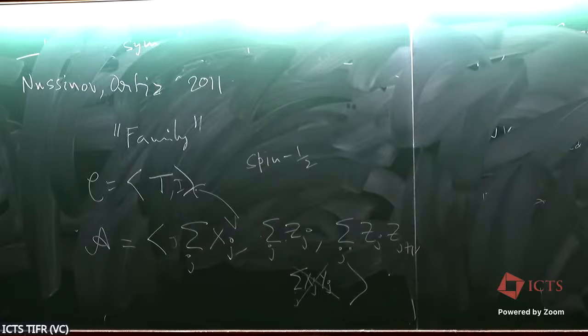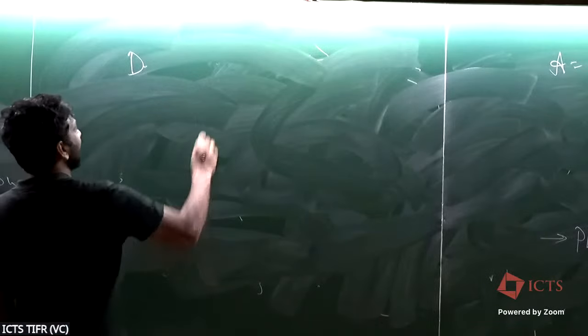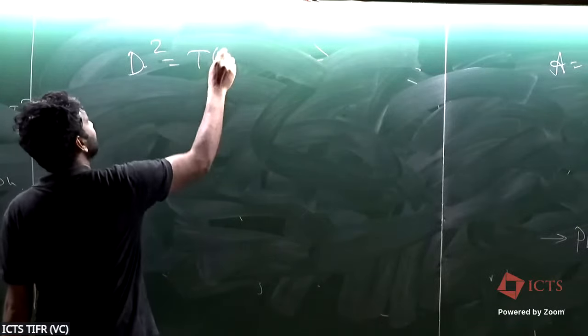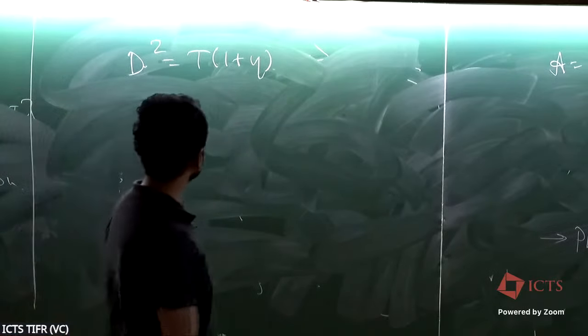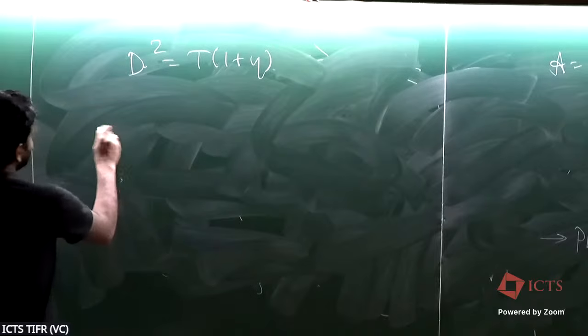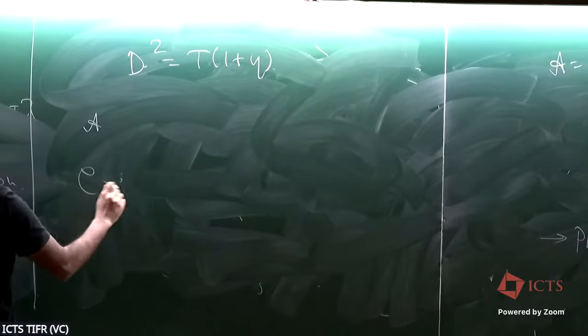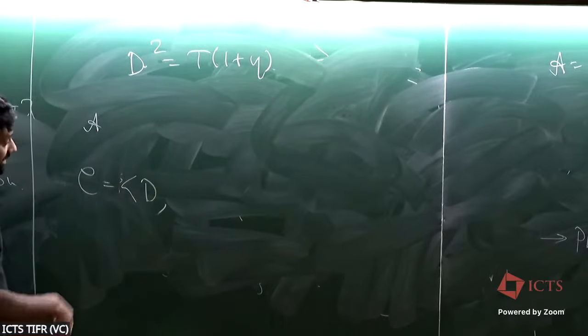And now you can also do this for Kramers-Wannier with the half translations, which is what Pranay was talking about yesterday. So you have this operator D, which satisfies some algebra, which is, I think, this T times 1 plus eta or something like this. Correct? Yeah.